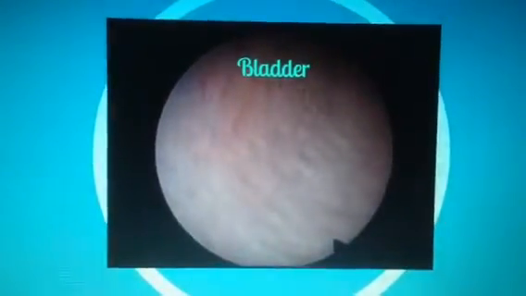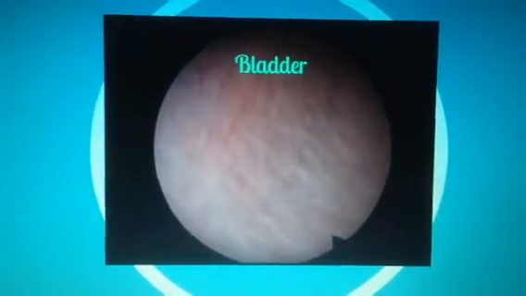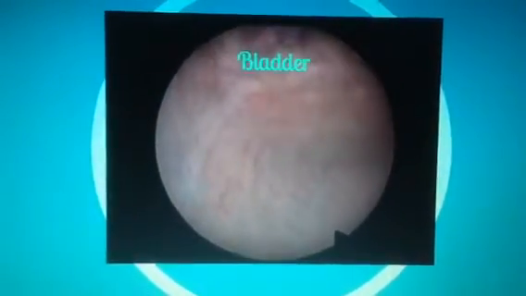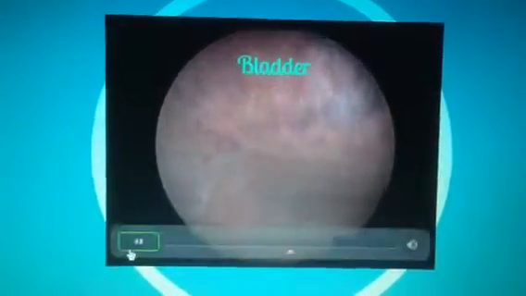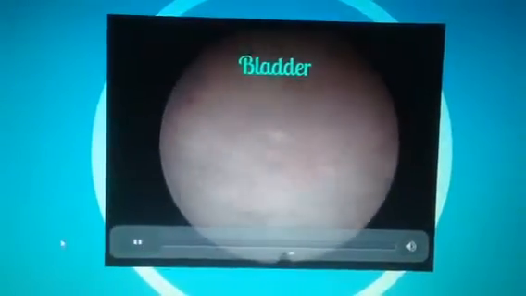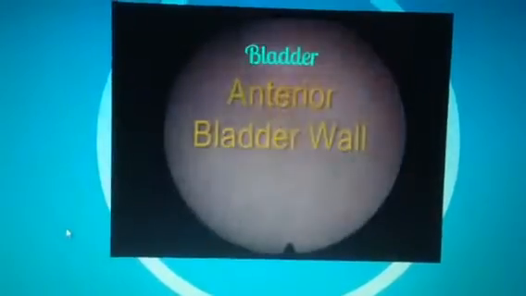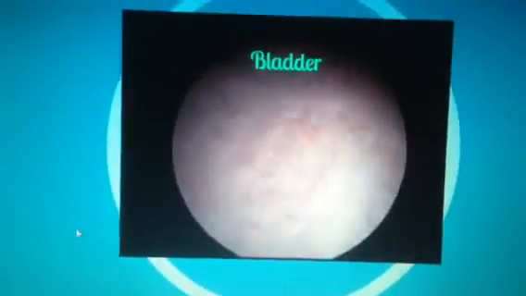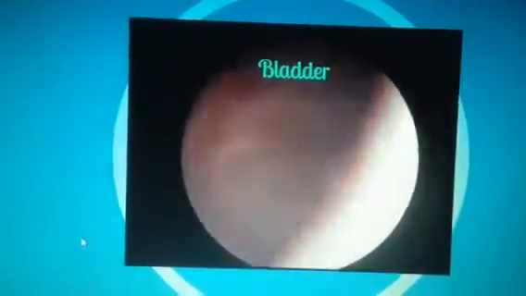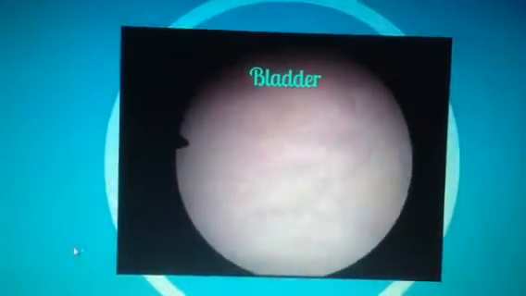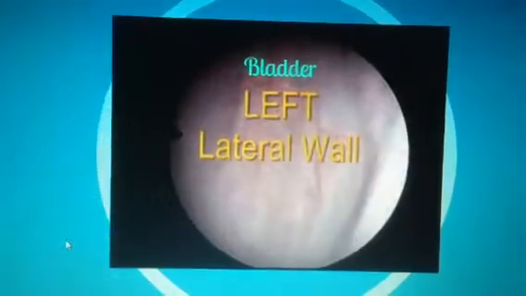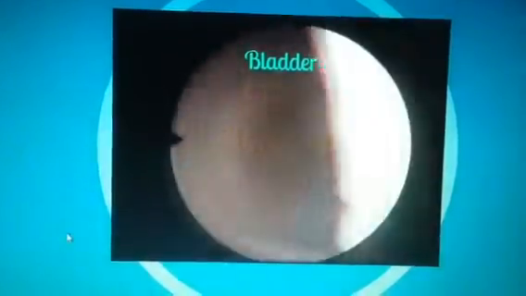In the rest of the video we can see the structure of the bladder. So we can pause. This is an anterior bladder wall, and we can see the anatomy and histology, microscopy on the urinary bladder. This is the next lateral wall of the bladder.